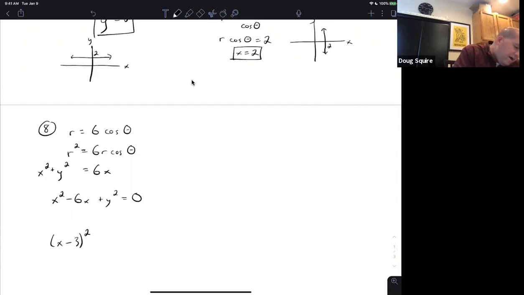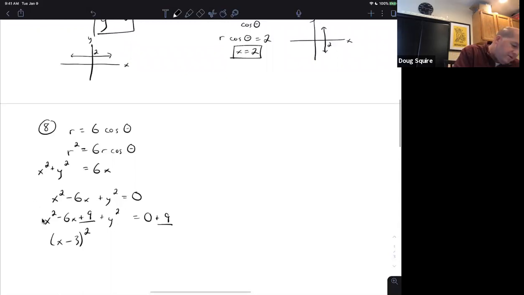X minus 3 squared is x squared minus 6x and then plus 9. So we're adding in the plus 9. That gets us 0 plus 9 on the right-hand side. The y squared is already a perfect square, so we leave that alone. But now the point is this, the third line up and the second line up are the same as each other. And now x minus 3 squared plus y squared is equal to 9.